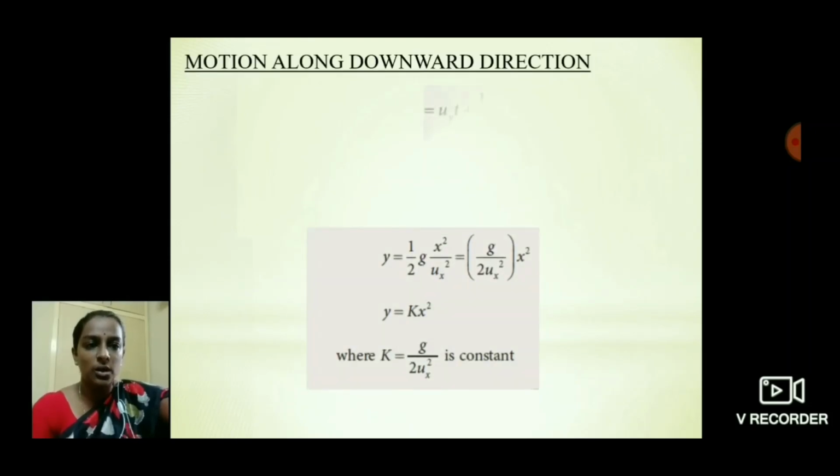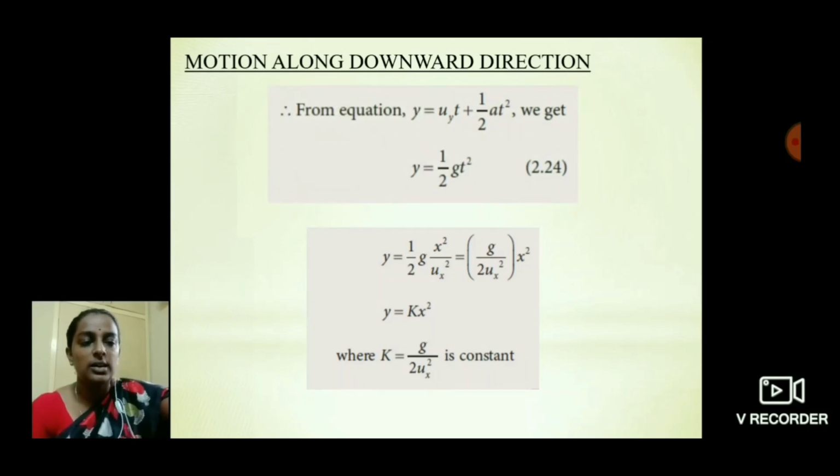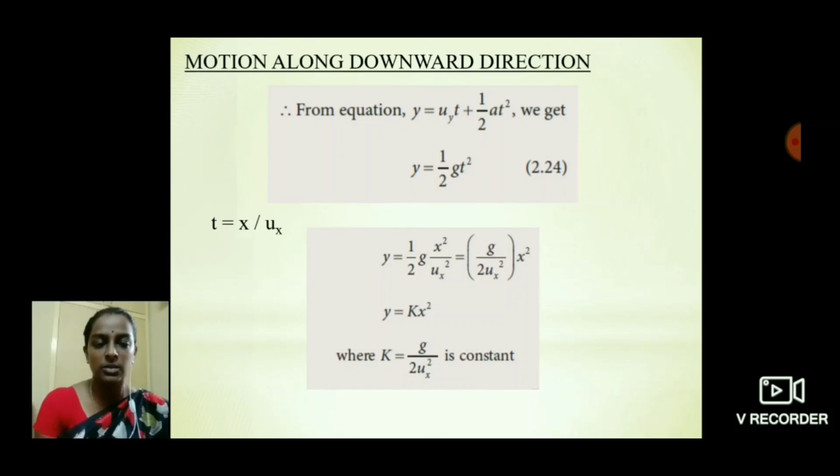So motion along downward direction, from this equation when we solve we get y is equal to 1 by 2 gt square. When we finally resolve, we see this equation is similar to y is equal to kx square. So this y is equal to kx square is the equation of parabola. From this we can conclude that the path taken by the projectile is a parabola.